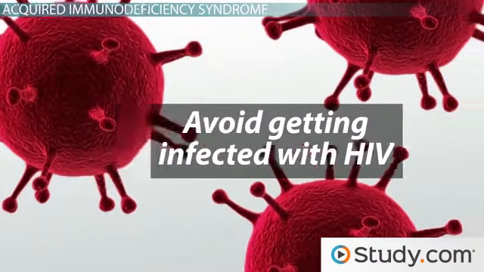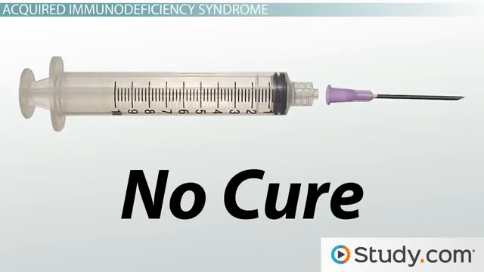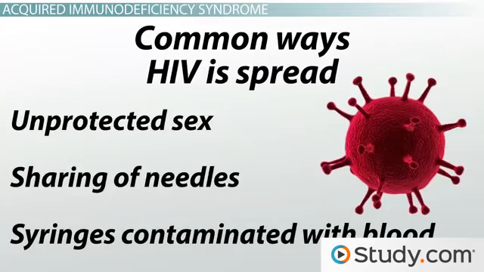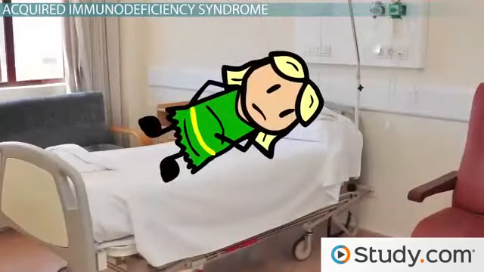There is no cure and no vaccine for this virus as of yet, although there are a variety of treatments that can drastically decrease the viral load and allow for people to live mostly normal lives. However, the best way to manage HIV is to prevent getting infected in the first place. The most common ways by which HIV is spread in developed nations is through unprotected sex and the sharing of needles and syringes contaminated with blood. HIV can also be passed from mother to child through childbirth.